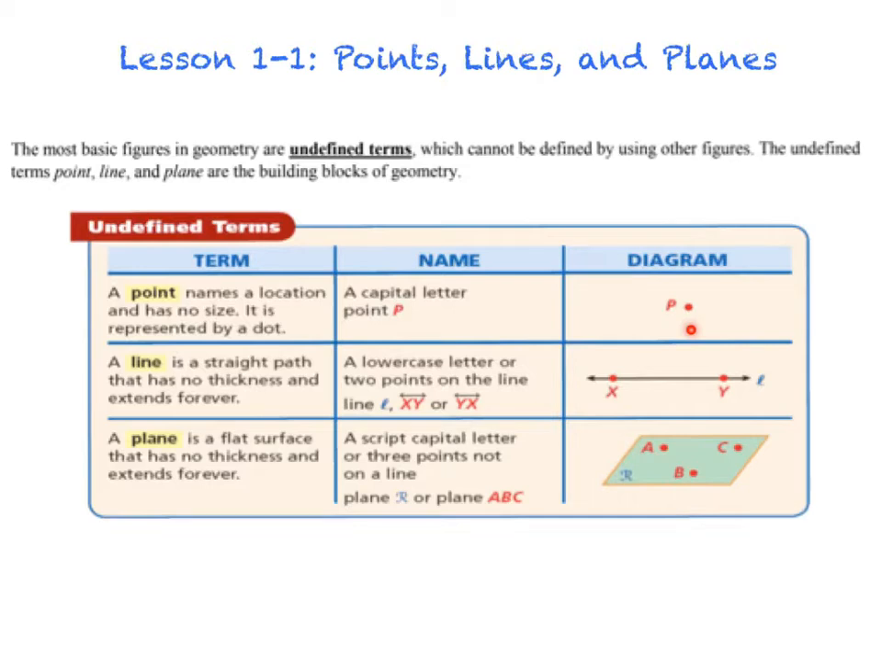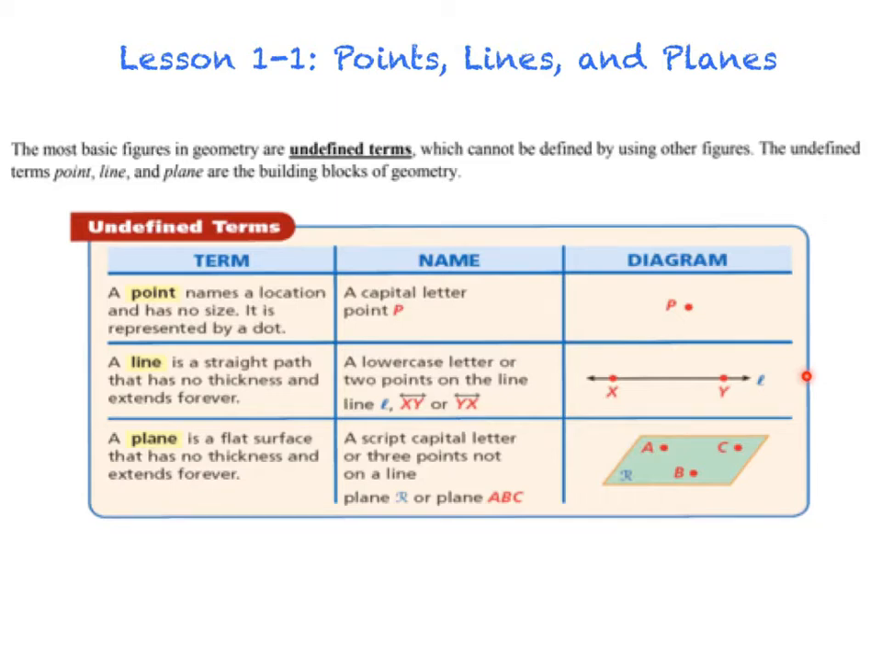Now, a line is a straight path that has no thickness and extends both ways forever. So whereas a point has zero dimensions, a line is one-dimensional. You can think of it going left to right, or you can think of it going up and down. It has one dimension. A lowercase letter, as you can see here, this little script L, can be used to name a line. If you have a lowercase letter, typically in script, next to the line, that could be used to name the line. So this could be called line L.